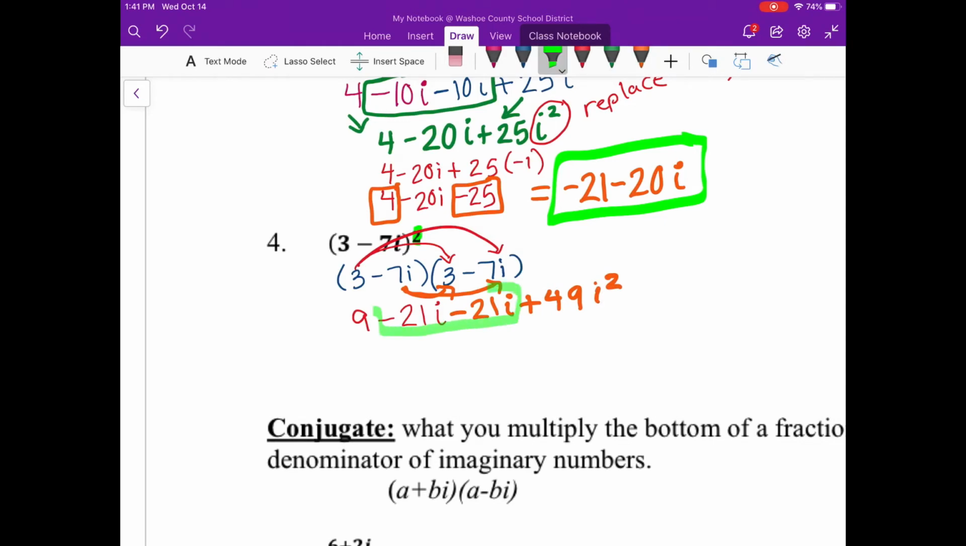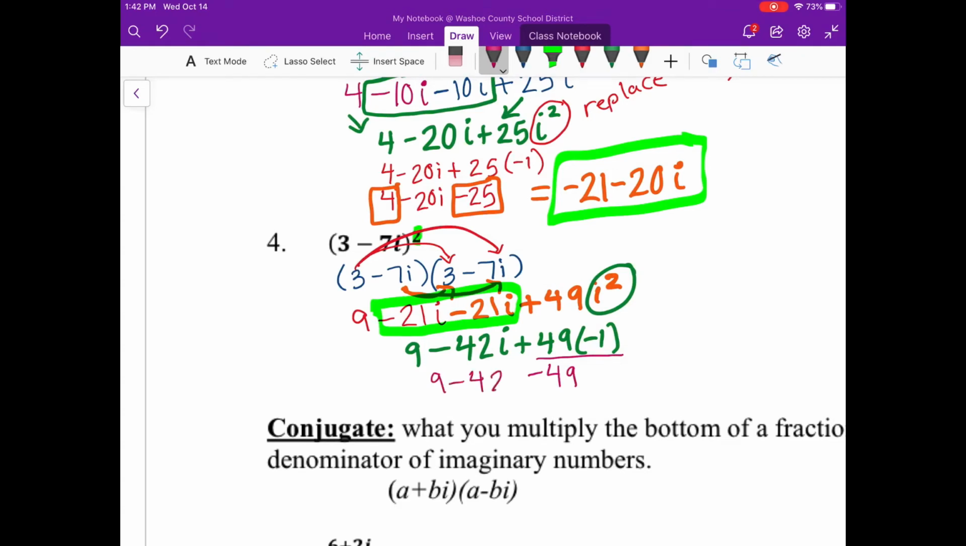So go ahead and combine like terms. We have i's here. Negative 21i minus 21i is going to become more negative, giving me a negative 42i. Then I still have that 9 in the front, and then plus 49. Remember, anytime you see an i squared, you're going to replace that with a negative 1. So 49 times a negative 1 makes it a negative 49. And then bring everything else down.